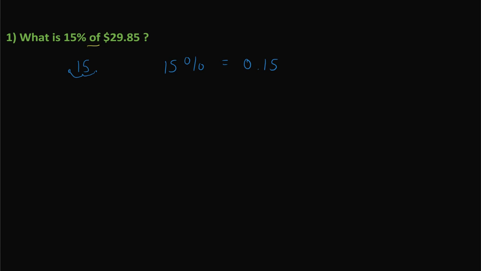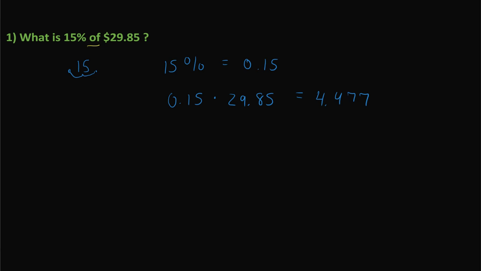All right, and then we just multiply 0.15 times 29.85. I'm going to put this in my calculator here. And that is 4.477.